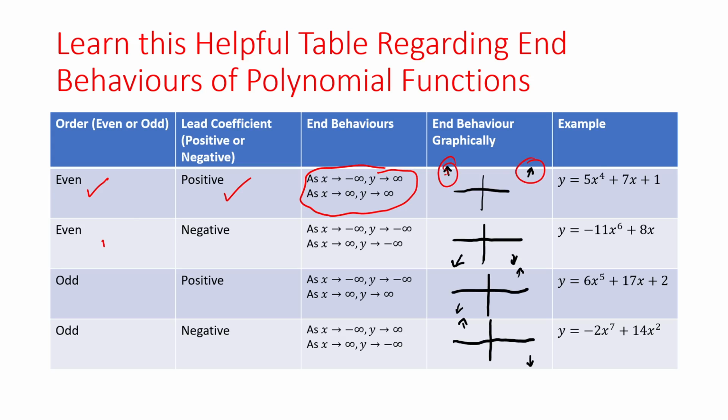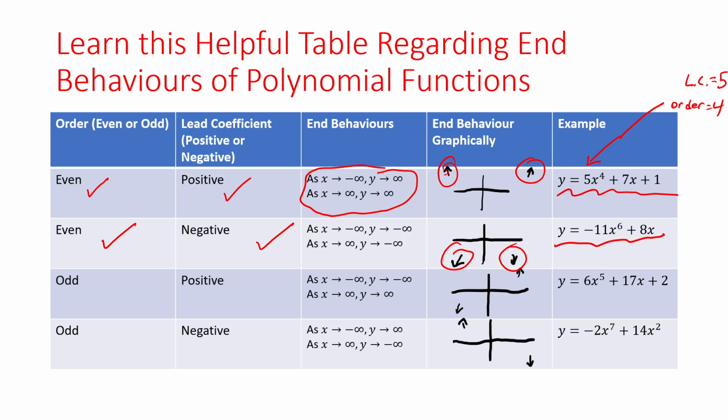If you have an even order function and a negative leading coefficient, our end behaviors will be in the third and fourth quadrants. So an example of the first type would be this polynomial function right here. If we say y equals 5x to the 4 plus 7x plus 1, then we say that the lead coefficient is 5 and the order is 4. So we've got a positive lead coefficient of 5 and an even order of 4. And because of that, we know the end behavior.